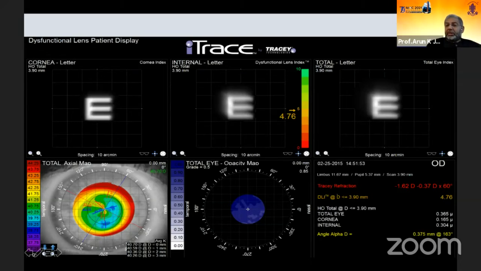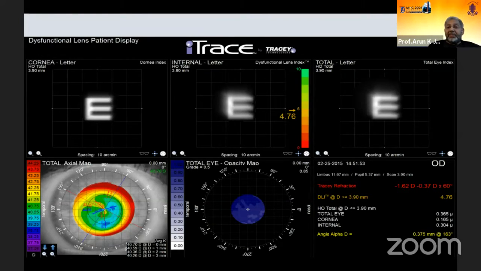But if you see the tracey reflection, it is in red. It is not because this is not reliable, it is because of very high internal aberrations. And if we see the lens opacity index, it is just 0.5. So it is the dysfunctional lens index, which is maybe grade 1. And we can show this display to the patient to make him understand, and this may become a candidate for clear lens extraction or refractive lens exchange.